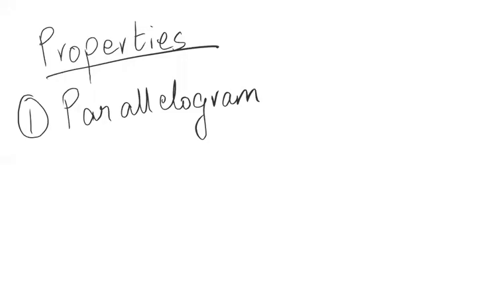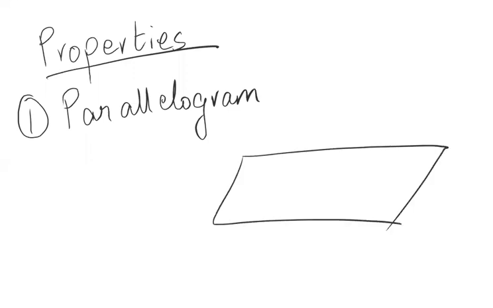So let's talk about some properties of a parallelogram. So we draw a parallelogram. Okay, there's opposite sides parallel, obviously. And the first one is that opposite sides are equal. Okay, this side is equal to this side, and this side is equal to this side. This is the first theorem.